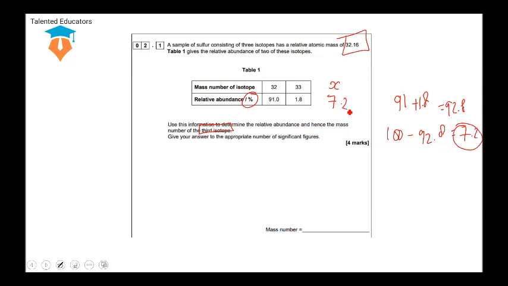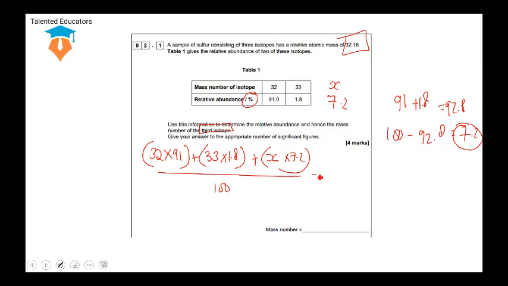So I've filled in some of the information. Now I'm going to put it out as I normally would. So 32 times 91, add 33 times 1.8, add X times 7.2, over 100, equals 32.16. It looks a bit different because it equals something, but it's really easy because they've given you the relative atomic mass. It's just about rearranging it. So we're going to move 100 over to this side, and that's going to turn into times 100 because right now it's divide.